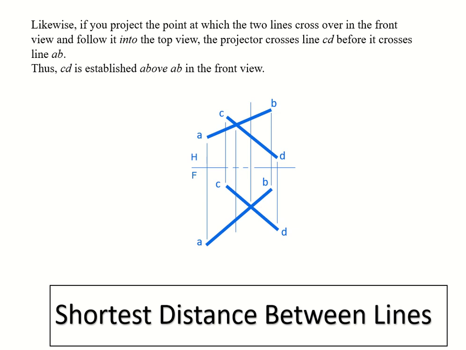Alright, next one is we gotta deal with the shortest distance between lines. First, we deal with the intersection, actual intersection or not between two lines. Then we deal with visibility, which one is on top of what, and then now we're gonna deal with the distance between the two lines. If there was no intersection, then we would have a gap between them, and what is the distance in between the two lines. Okay, so let's take a look at it.